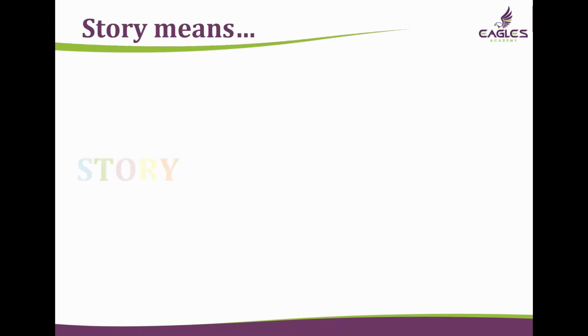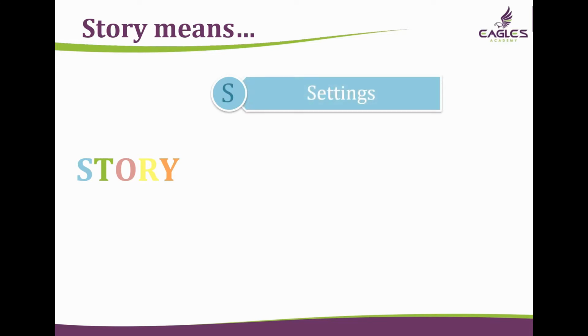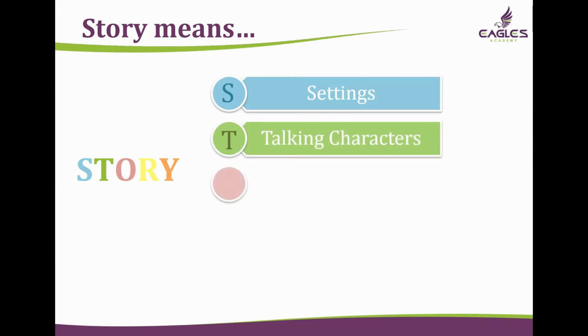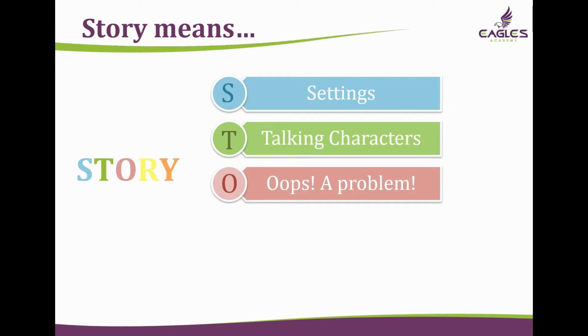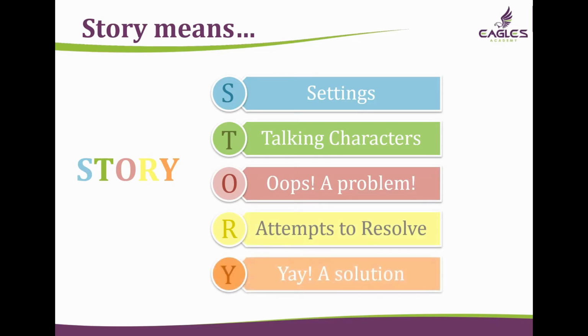It means each letter in the word story refers to something from the previous elements. Let's see. So S refers to what? Settings, okay. T refers to what? Talking characters. O refers to oops, a problem. R refers to what? Attempts to resolve. Y refers to yay, a solution. So these letters refer to the elements of the story.